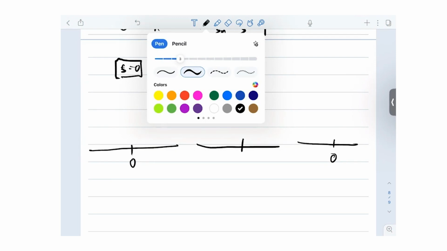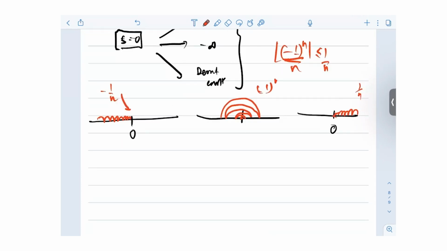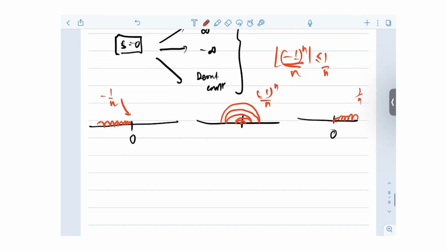It can converge to 0 from the left hand side, for example minus 1 by n, which is increasing slowly, coming in steps like this. Or take 1 by n, where it comes from the right hand side. Or it can oscillate, so it's minus 1 whole to the power n by n. For this it will go to 0. So now let's invert it. Taking the inverse, 1 by S_n will become minus n.